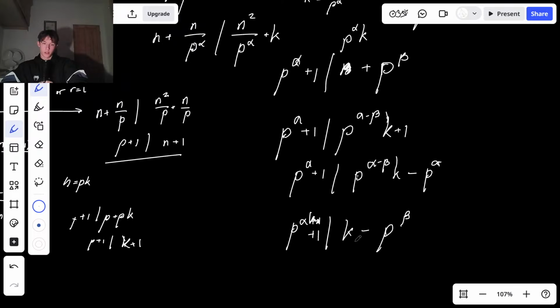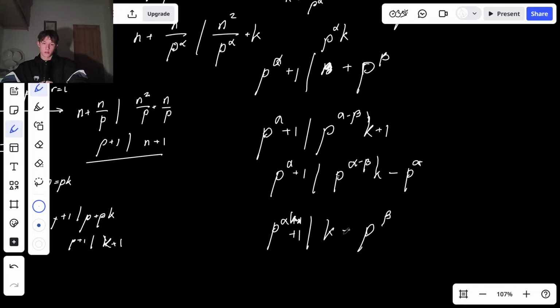K is some factor of n. Wait, k is a factor of n that's not divisible by p, but beta is less than or equal to alpha, and so k should be greater than p to the power of beta, or at least 2 times p to the power of beta, for this to be true.